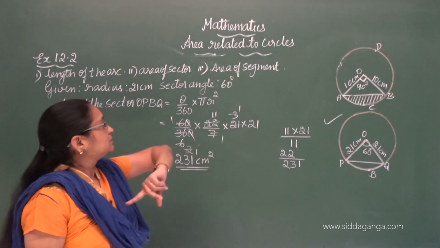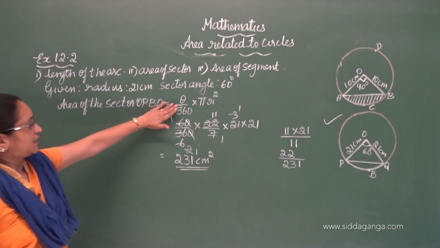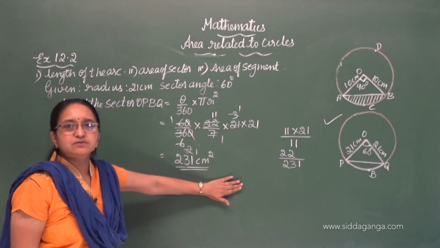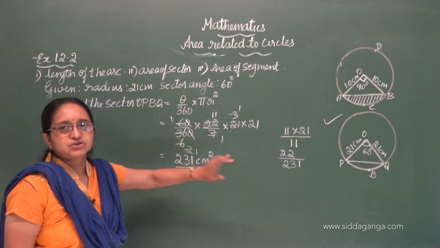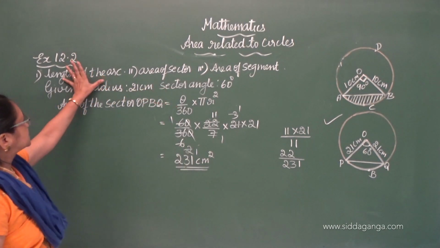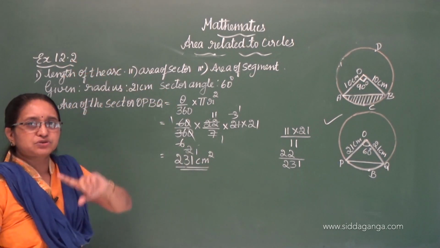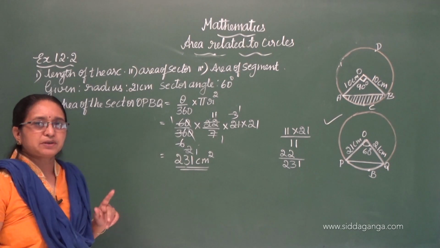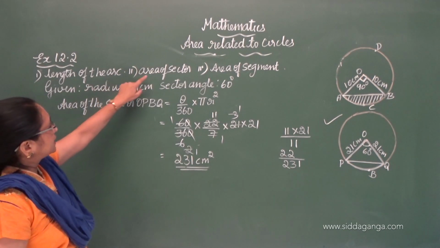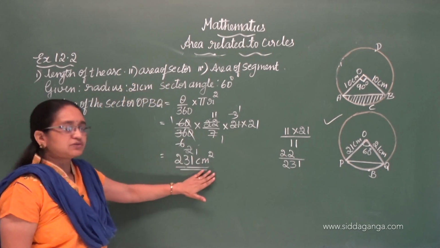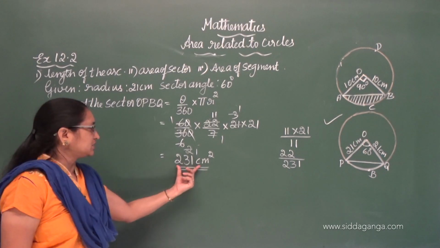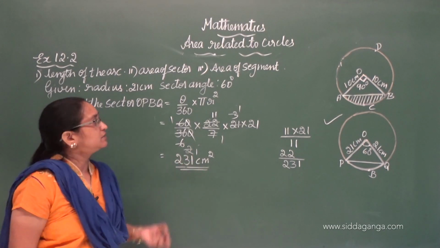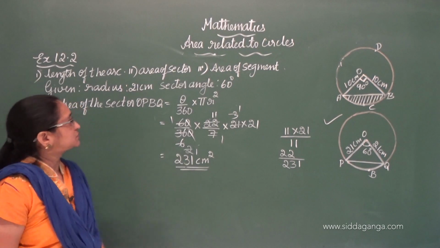Try to recall the formula and directly I put the value. Okay. So the first one we finished, the length of the arc: we wrote the formula and we applied all the values. Next, area of the sector, we gave the values and we got the answer 231.